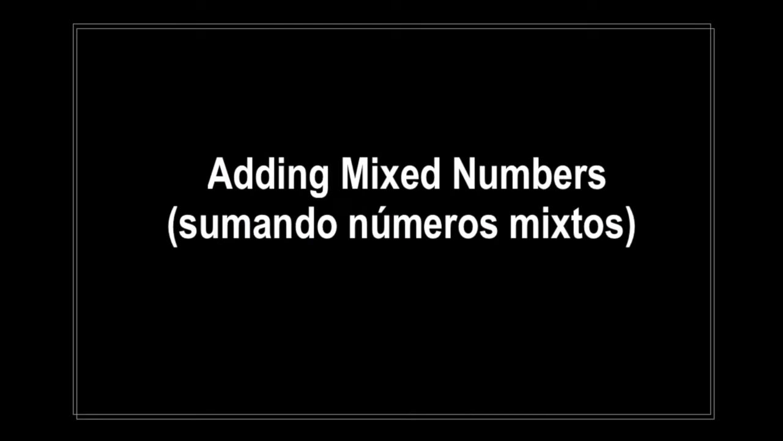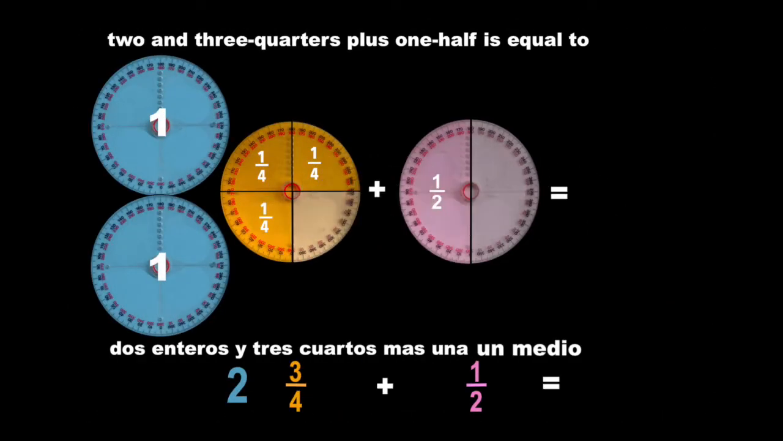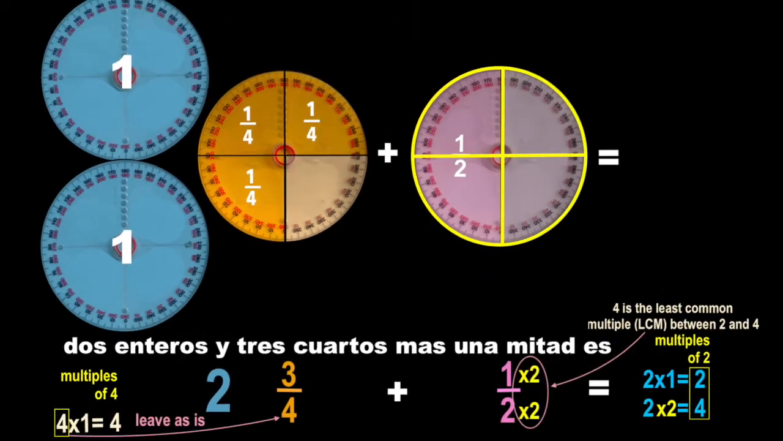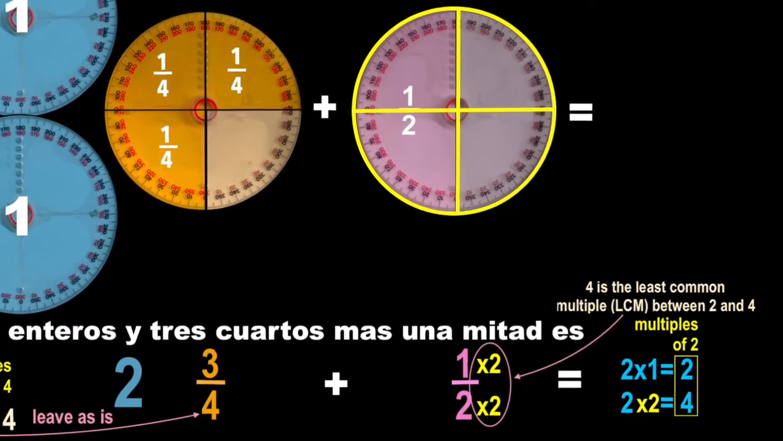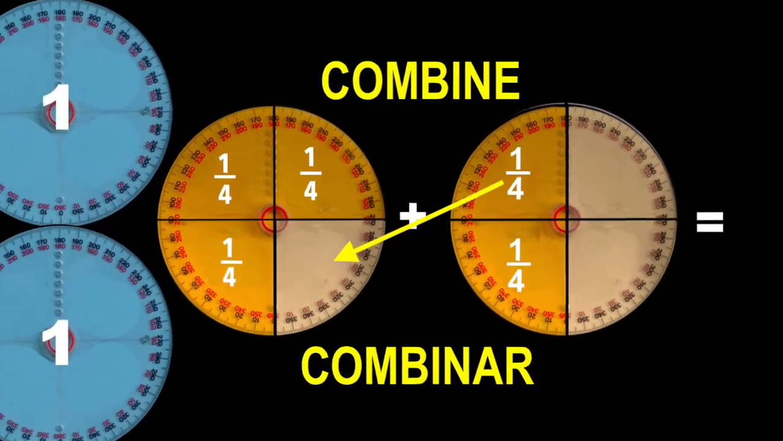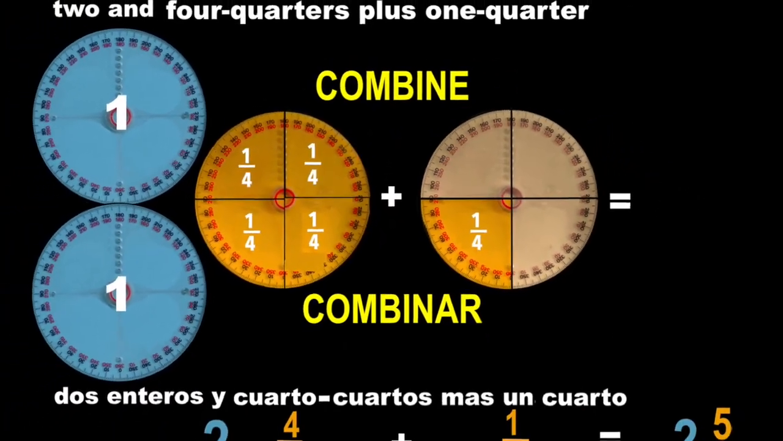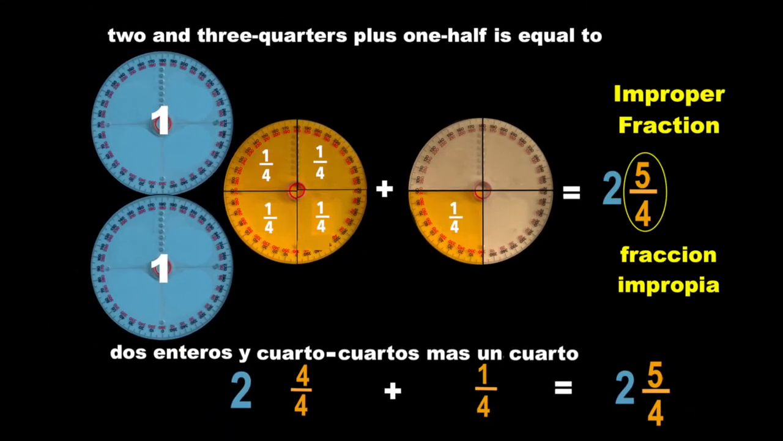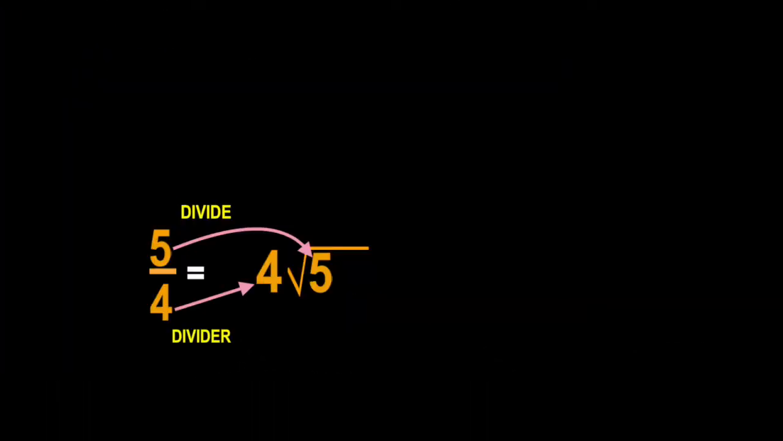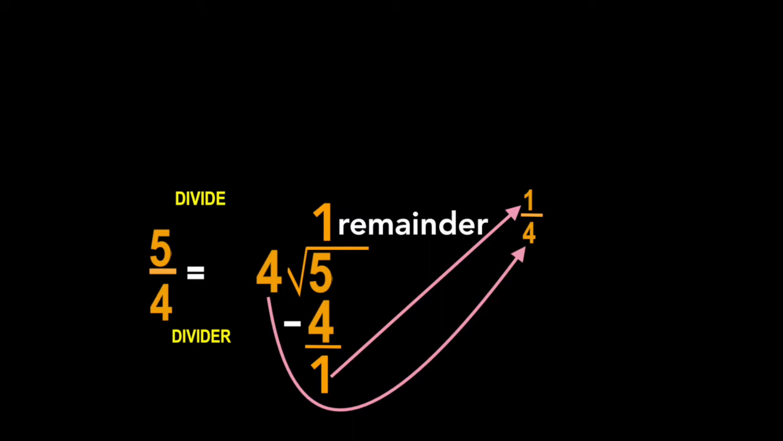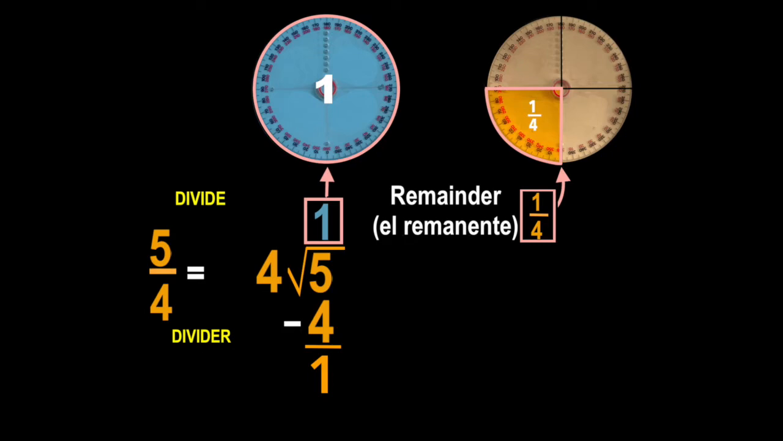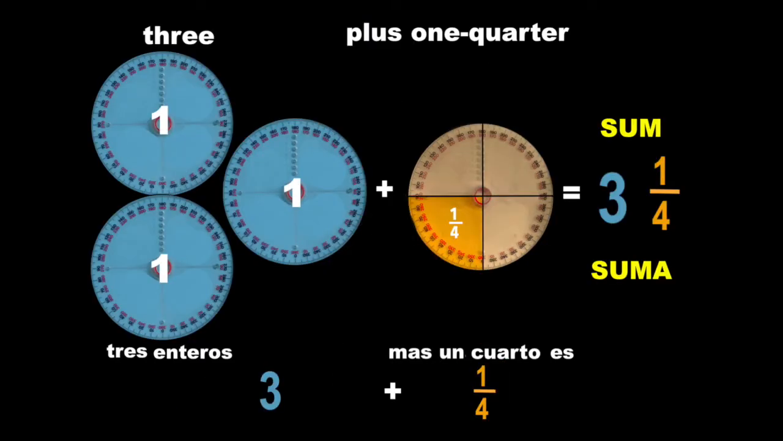Adding mixed numbers. 2 and 3/4 plus 1/2. List the multiples of 4 and 2. Multiply 1/2 by 2/2. Convert 1/2 to 2/4. Combine 2 and 3/4 plus 2/4 is equal to 2 and 5/4. Divide 5/4. 5/4 is equivalent to the sum of 1 and 1/4, so the total is 3 and 1/4.